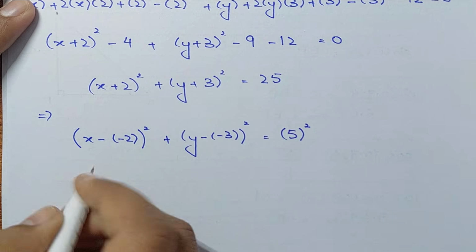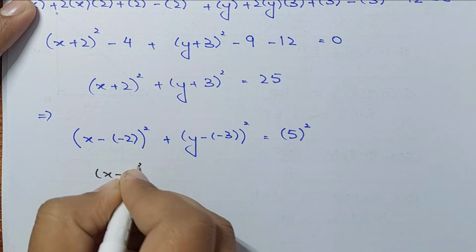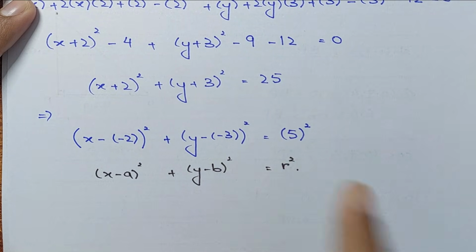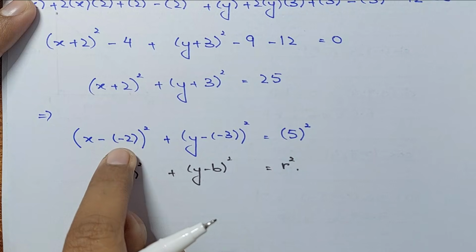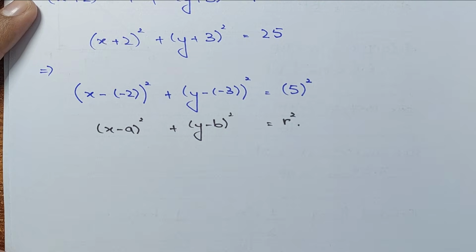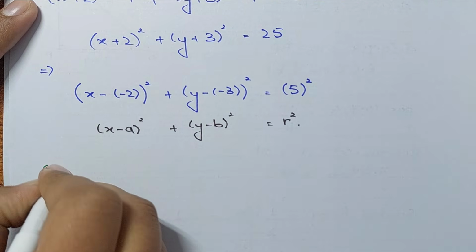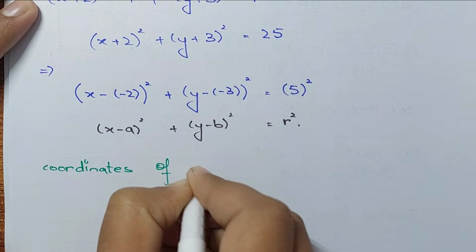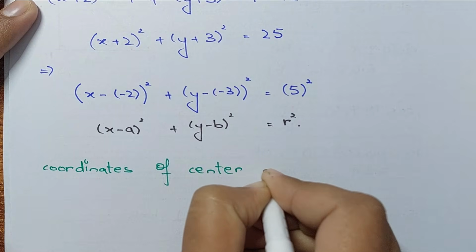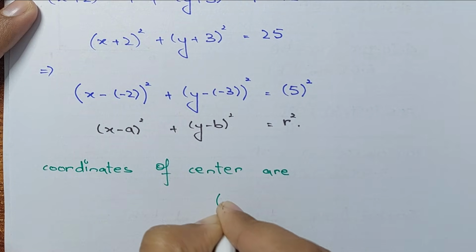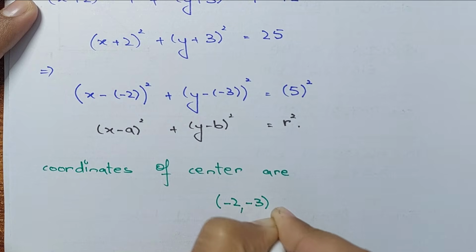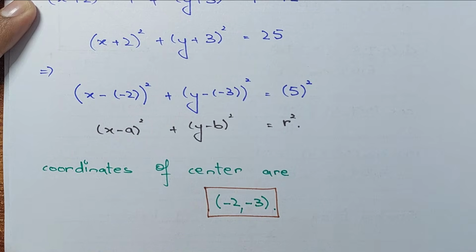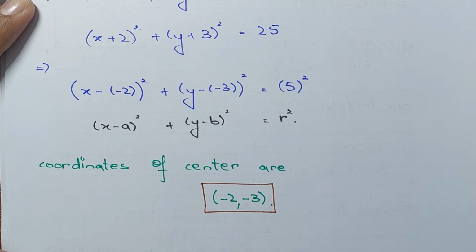Now this is exactly in the form x minus a whole square plus y minus b whole square equals the radius square. Now the radius is 5 and the a and b are the coordinates of the center, which is negative 2 and negative 3. So here we can say the coordinates of the center are minus 2 and minus 3. These are the coordinates of the center of the circle, and the radius is 5. So they do not ask for the radius. That is why I'm not mentioning it.